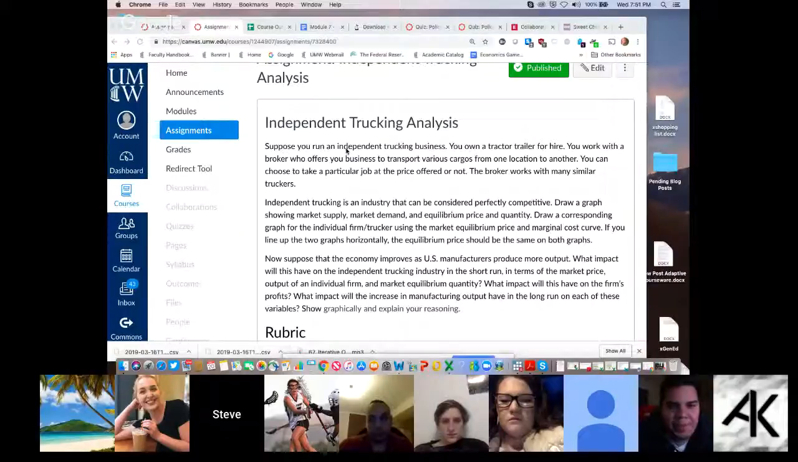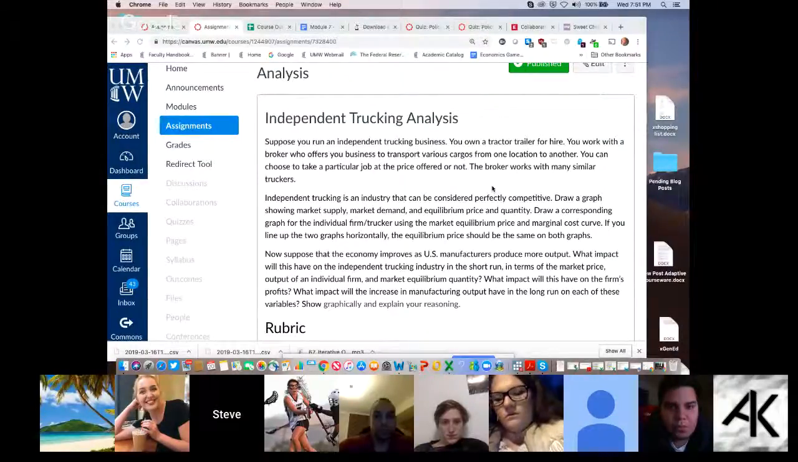Suppose you run an independent trucking business, and so on. And then it says independent trucking is an industry that can be considered perfectly competitive. Draw a graph showing market supply, market demand, market equilibrium price and quantity. Draw a corresponding graph for the individual firm using the market equilibrium price and marginal cost curves.